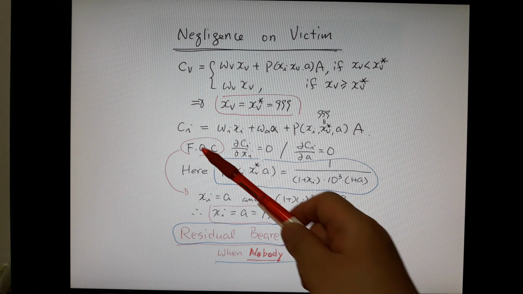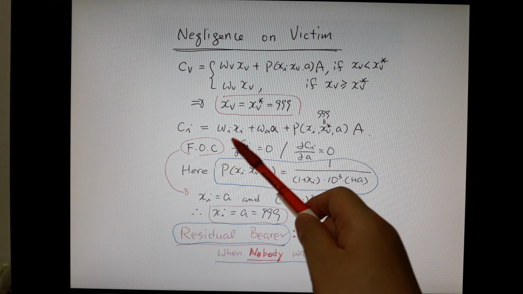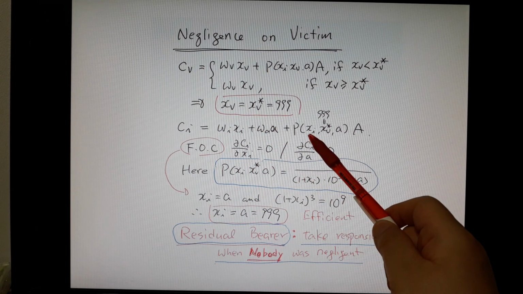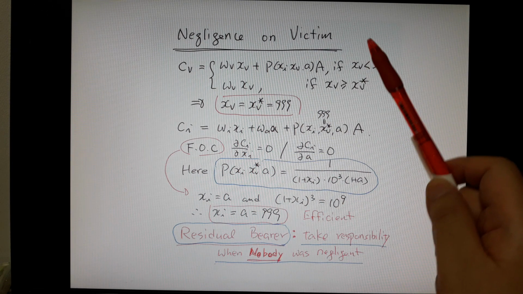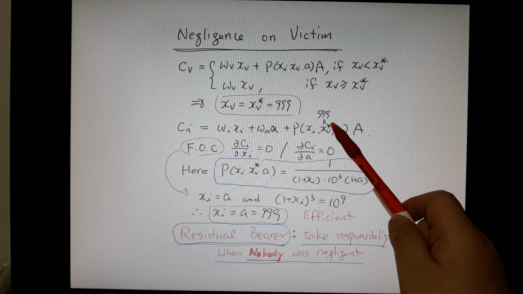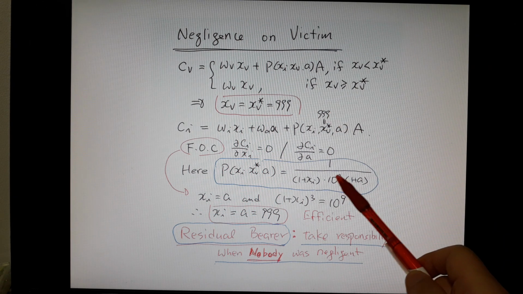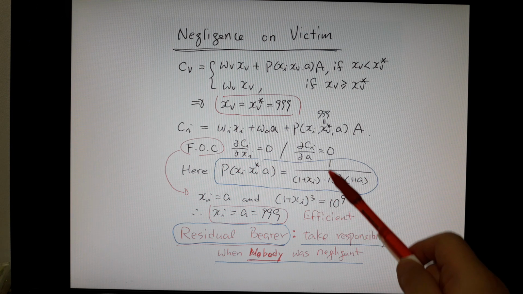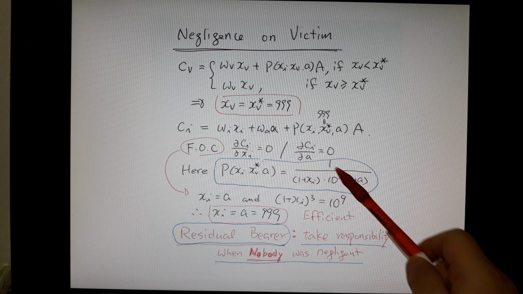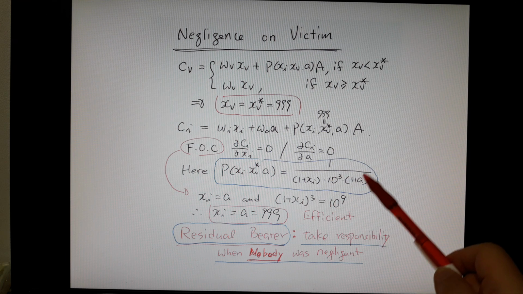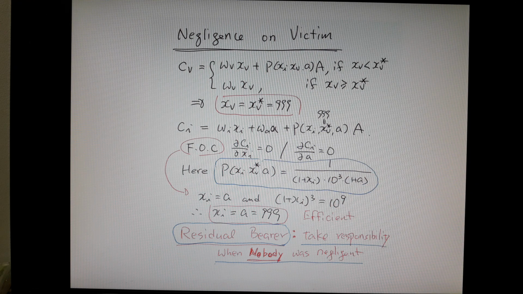So the injurer's cost function would be WIXI, WAA, activity level, and P multiplied by A. Here, XV would be XV star 999. Once you put it here, it's going to be 1 plus XV, XI, and 1 plus XV would be 10 to the power of 3, and 1 plus A. That would be the new probability of accident when the victim sets its precaution level exactly the same as the socially optimal level.